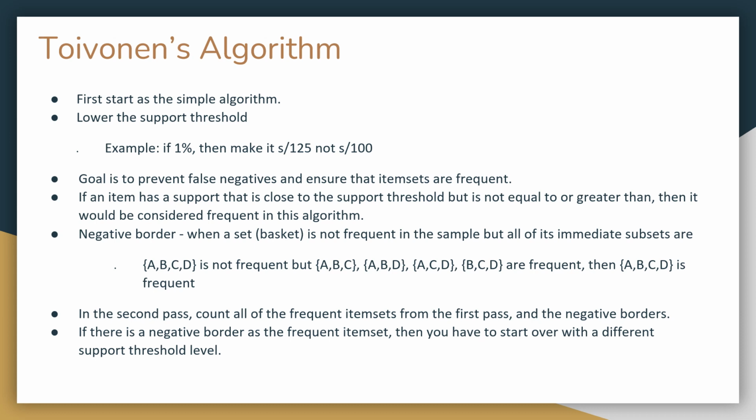So next comes the second pass. In the second pass, we count all the frequent items from the first pass, that is the frequent item sets we discussed before, and also the negative border items. Here, if there is a negative border item set that is frequent, then we have to start over with a different support threshold value. So we have to keep changing the threshold value until we get the frequent items which are not in the negative border.